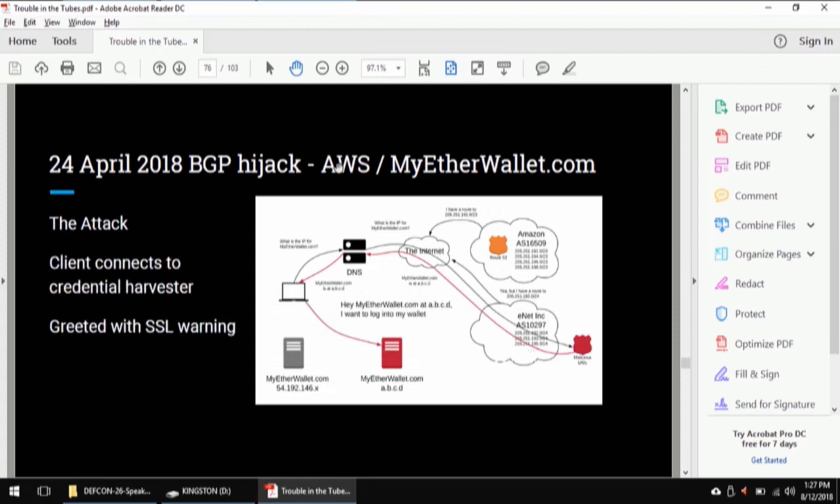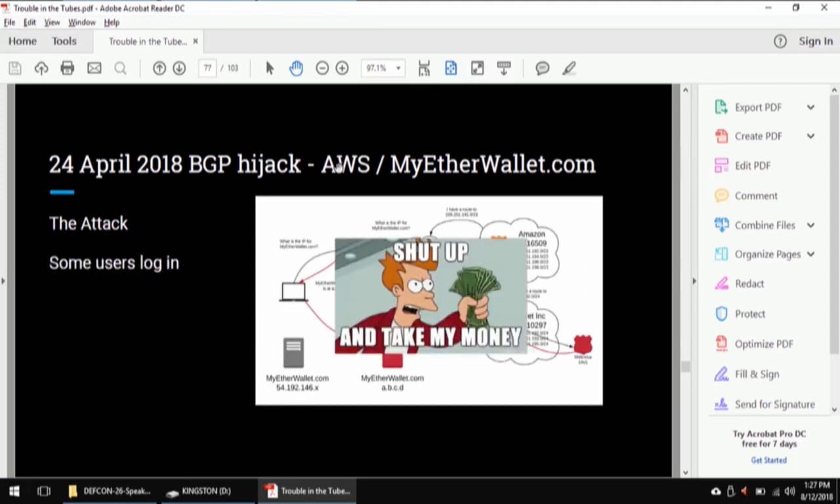Clients connect to the credential harvester. For some reason, the attackers decided not to get a valid SSL certificate. So people were greeted with an SSL warning. And some of them decided not to heed the warning and ended up losing money.